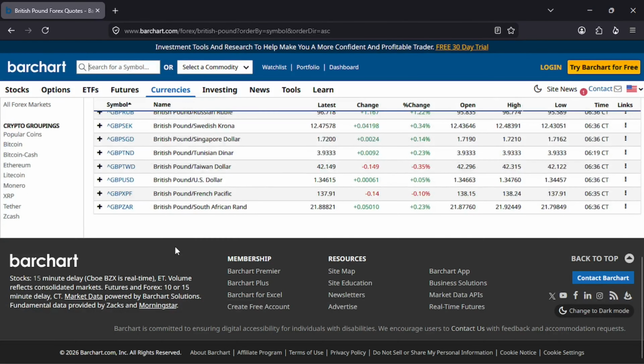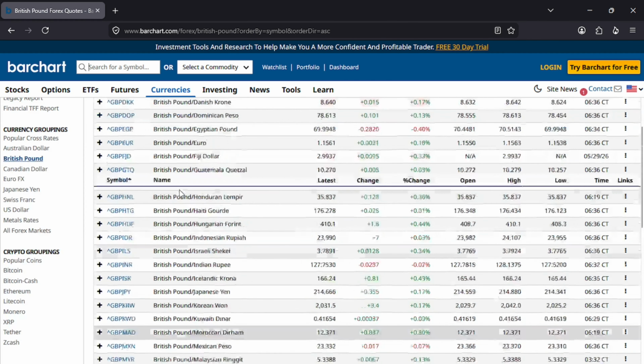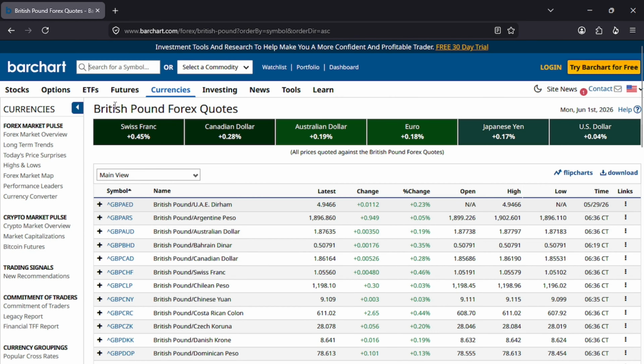In the British pound, I'll scroll down till I see British pound against the US dollar. This is the various British pound forex quotes against various currencies. You can see an example here against the UAE dirham, against the Argentine peso, the Australian dollar, the Bahrain dinar, the Canadian dollar, the British pound against the Swiss franc. But we're going to pick the British pound against the US dollar.